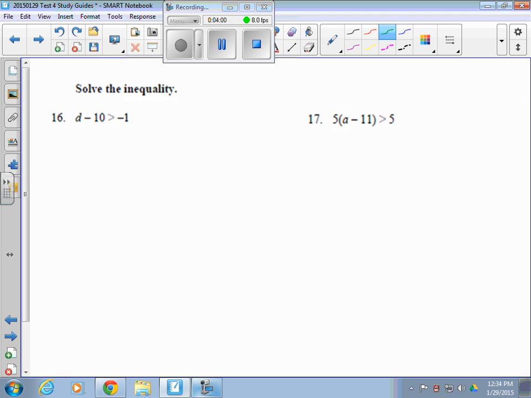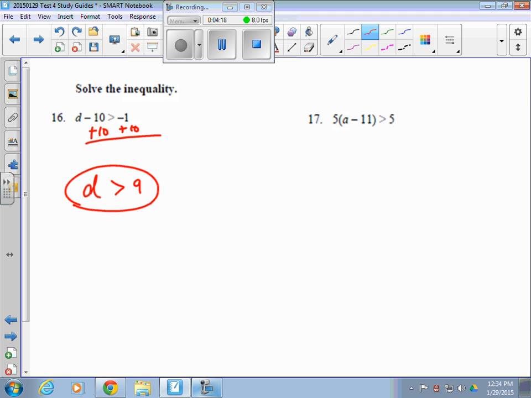Number 16, solve the inequality. So all we're doing with these is getting D to be by itself. Add 10. If you add it to one side, do it to the other. Negative 1 plus 10 is going to be positive 9. No reason to reverse the symbol. All we did was add 10.